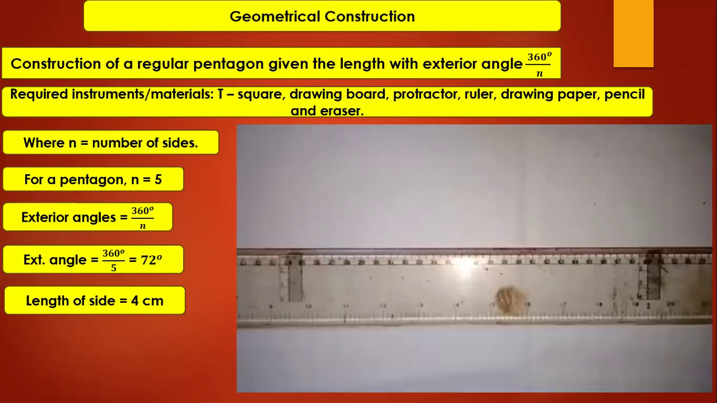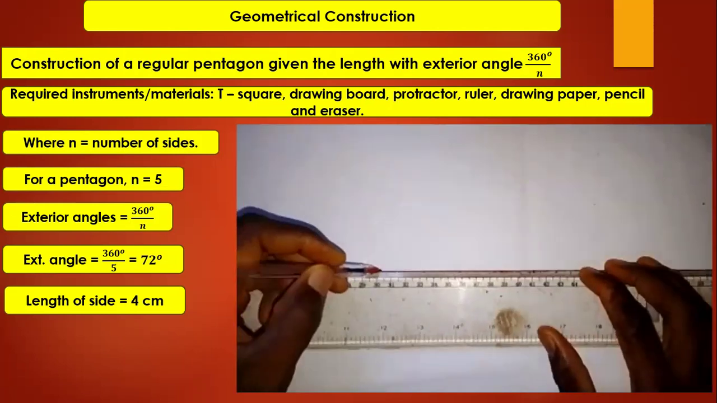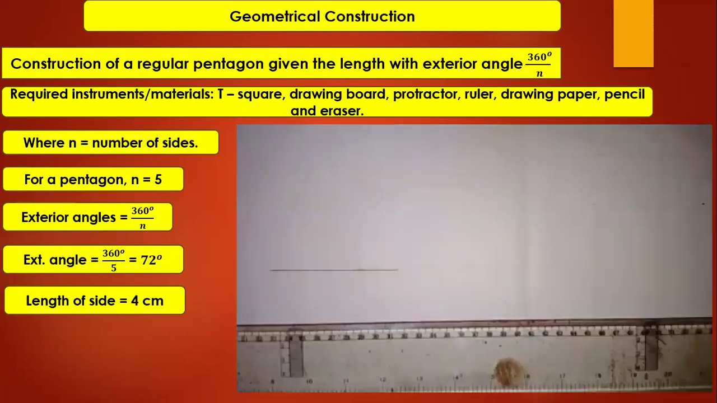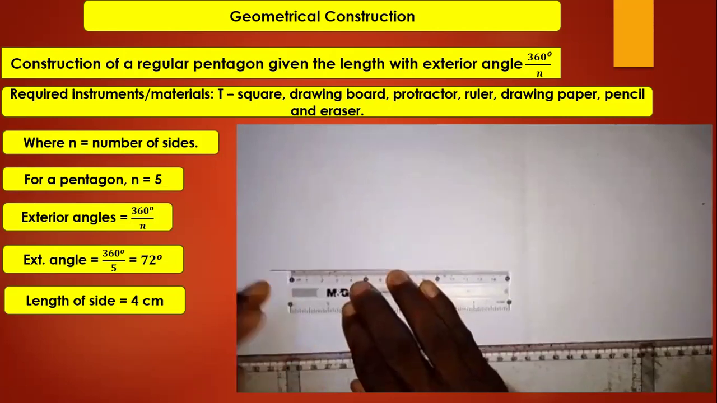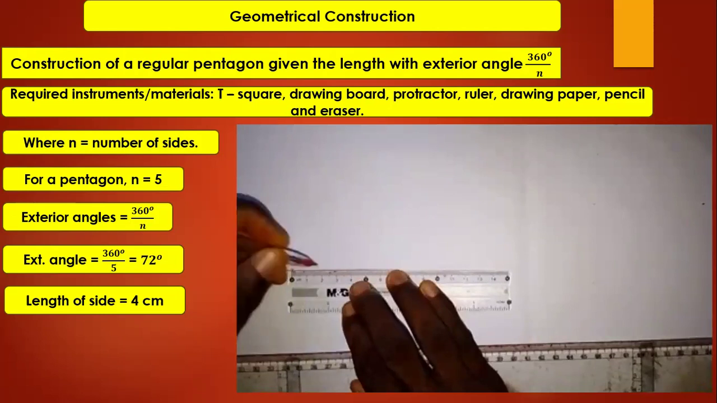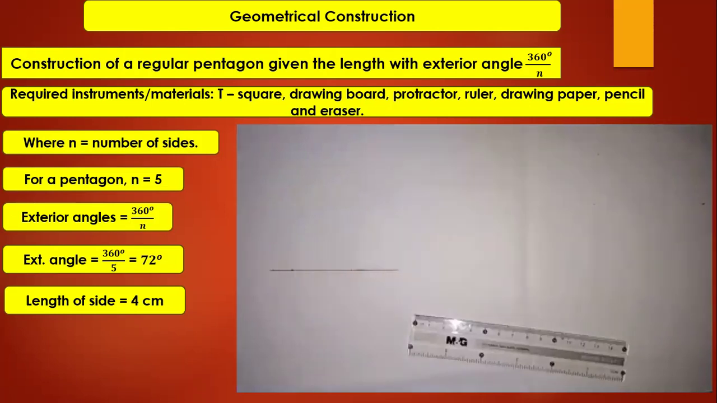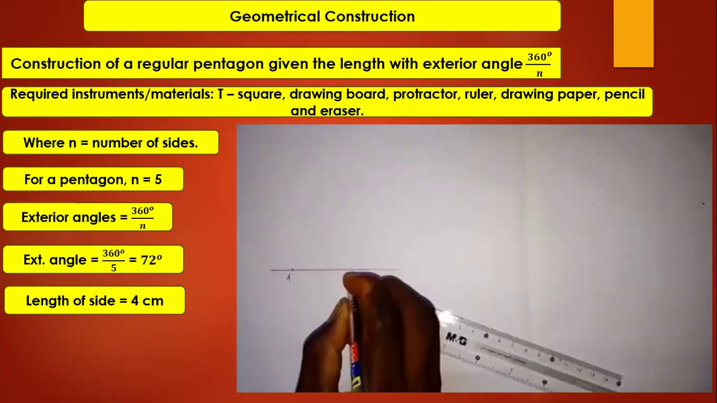Now, what we need to do first is to draw a horizontal line of any length, as you can see here. The next thing I'm going to do is take my ruler, and from 0, I put a mark at 0. Then from 0 to 4, we have 4 centimeters. So that is what we have here now. Now I'm going to label this point. This point is point A, and this other point here is point B.